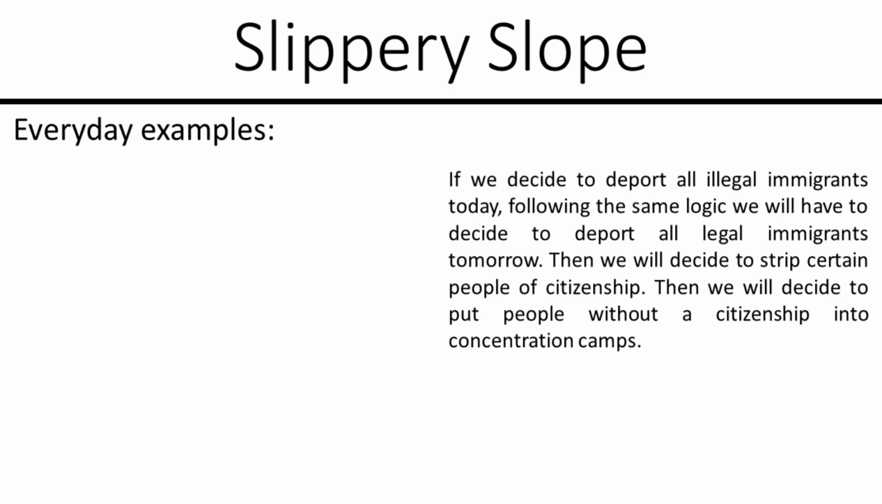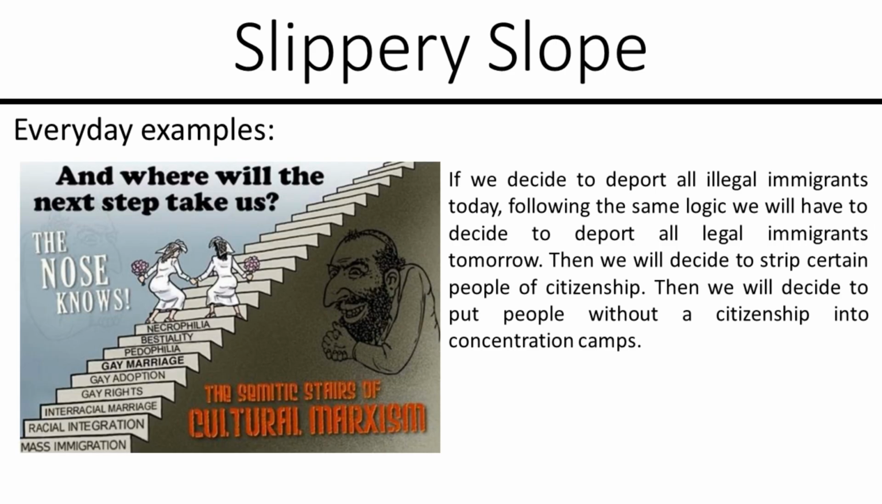Everyday examples would be: if we decide to deport all illegal immigrants today, following the same logic, we will have to decide to deport all legal migrants tomorrow. Then we will have to decide to strip certain people of citizenship. Then we will decide to put people without citizenship into concentration camps. And also the image that you can see on the left. Both examples showcase the decision as the action and as the end result.